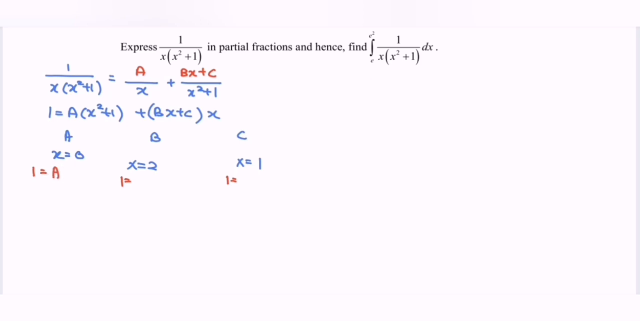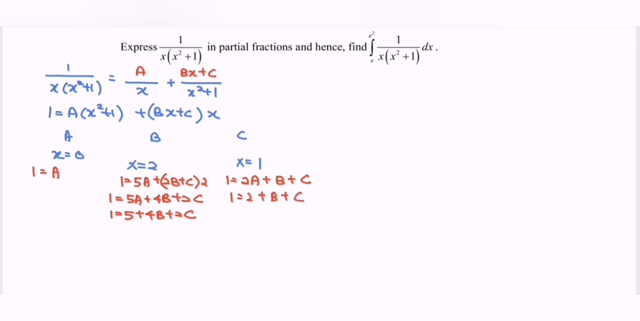Let's move on with C. If we substitute 1, we will have 2A plus B plus C. Next, focus on B. If we substitute 2, we will have 5A plus 2B plus C multiplied with 2. So 1 is equal to 5A plus 4B plus 2C. Kindly substitute A equals 1. So 1 is equal to 5 plus 4B plus 2C.